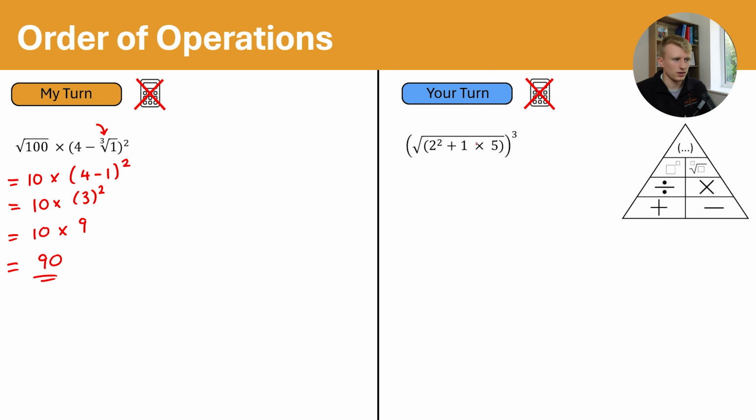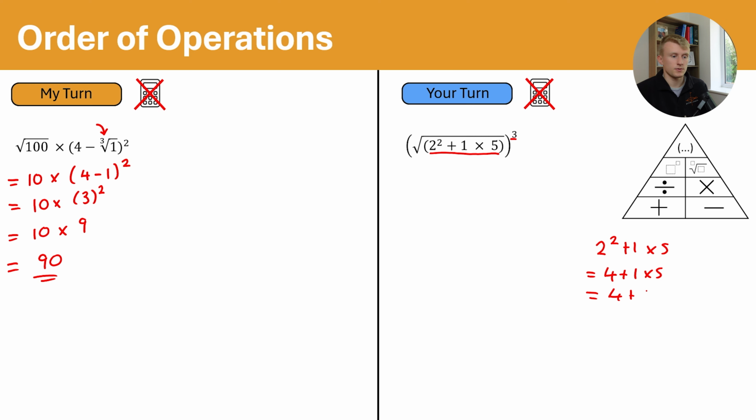So we've got a lot going on here. We are cubing the square root of the result of that bracket. And what I need to do is I need to do this bracket first. I'm going to do this bracket off to the side. So it's 2 squared, add 1 multiplied by 5. I need to do my indices first. So I'll do 2 squared to give me 4. And then I'll add on 1 multiplied by 5. I need to do my multiplication.